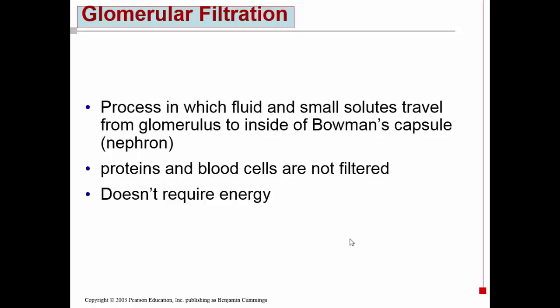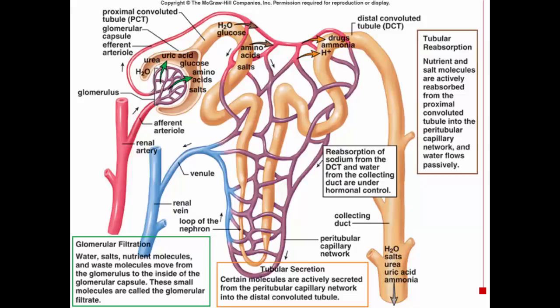Now remember, this is not a particular process. Anything that can fit through the fenestrations in the glomerulus are going to filter into the Bowman's capsule because of the pressure, the high pressure in the blood. The only things that don't filter out are actually too large to pass through the fenestrations, and they include large proteins and blood cells.